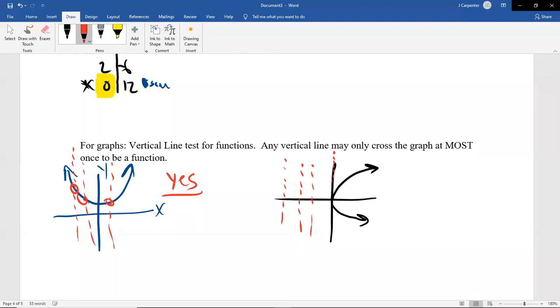If you do this right on the y-axis, ignoring my graphical error, that would touch the graph one time, and that's okay. So the left side's perfectly fine to be a function, but anytime you do this on the right side, which you have to consider everywhere, boom, boom, that touches twice. So no, that's not a function.